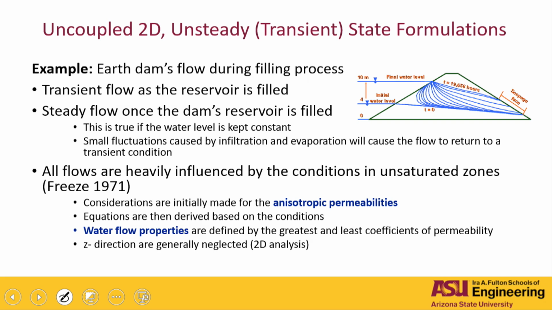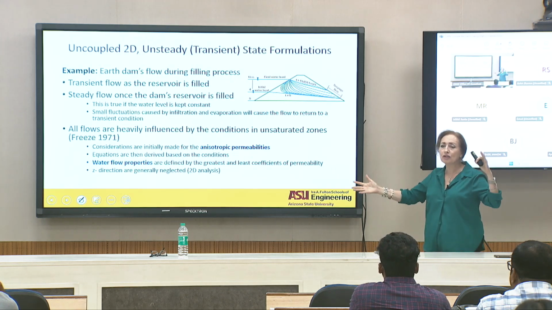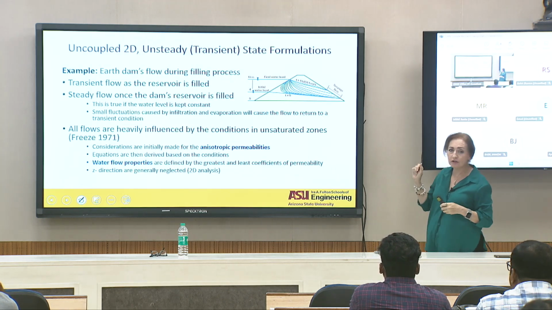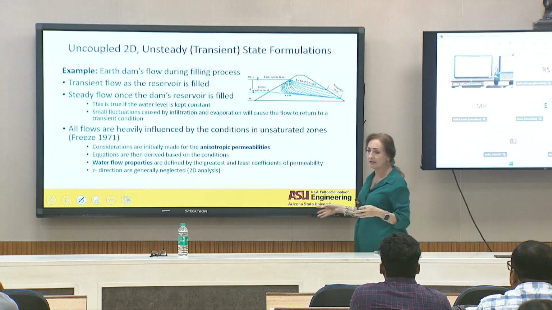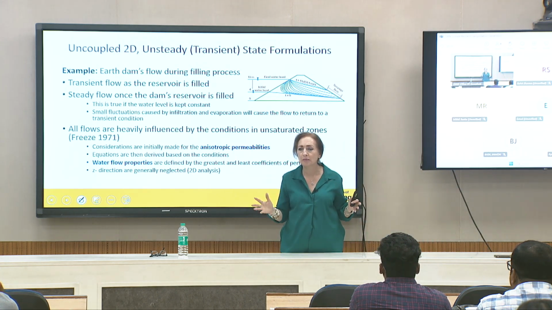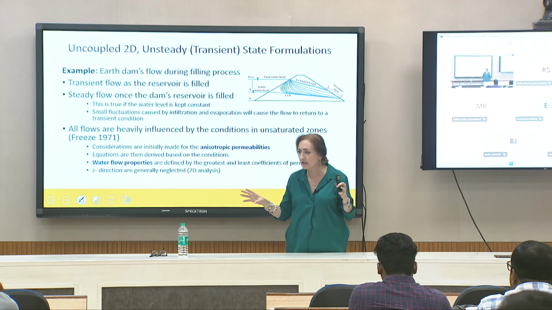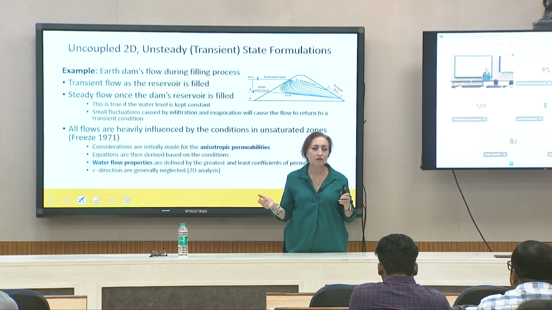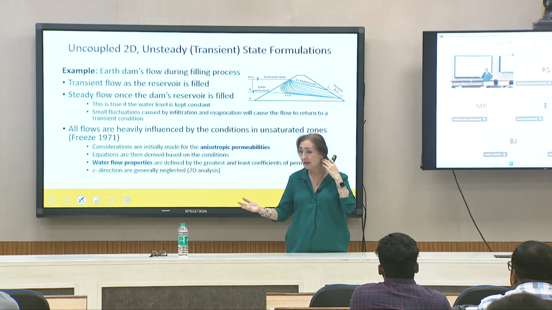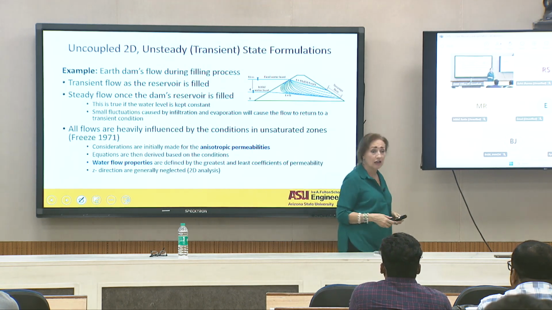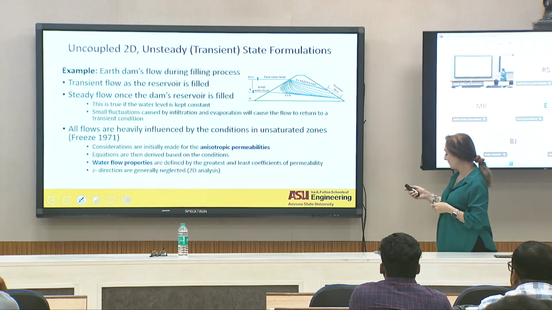We need the equations that are derived based on these conditions, and the water flow properties are defined by the greatest and the least coefficients of permeability. Usually when you do have a very big project, you go ahead and check different places, right? You cannot run every single place. You cannot just change every single place. So we usually are conservative and we do the maximum and the minimum that you can get, right? And then you work with those kind of values right there.